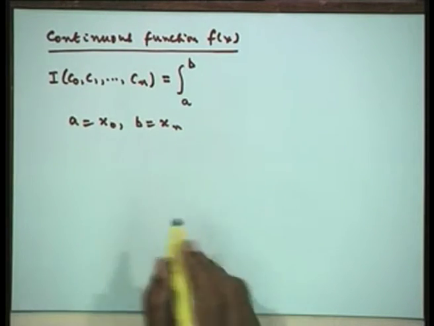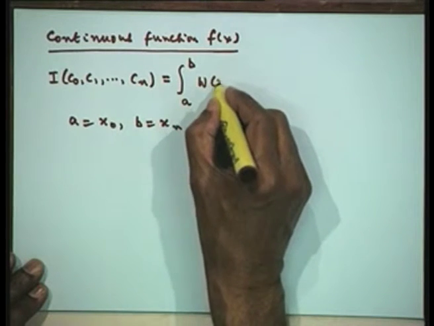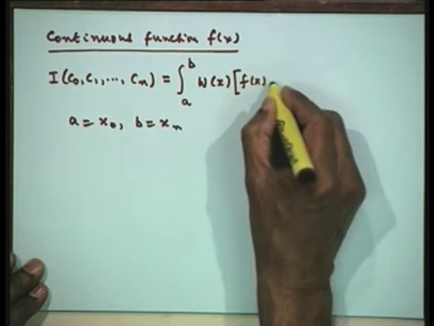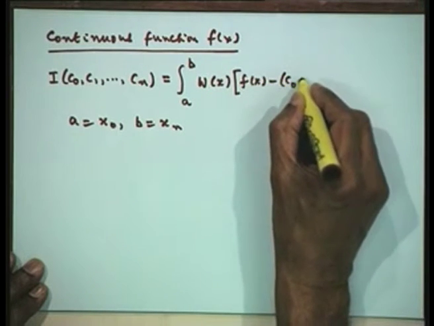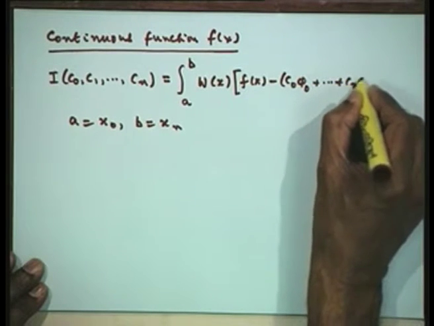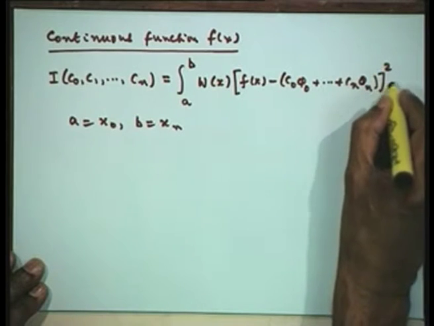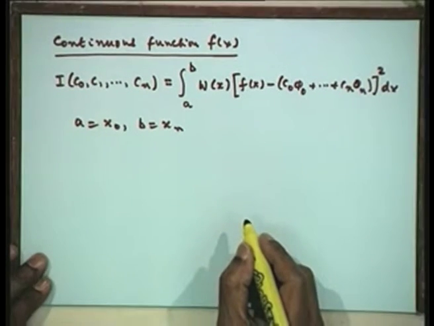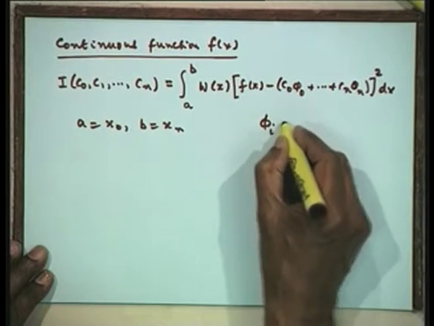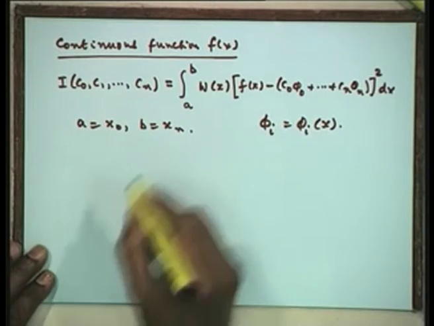So, an interval [a, b] is given here, which corresponds to that one. This is equal to the integral of w(x), the weight function, multiplied by (f(x) minus c0 phi0 minus ... minus cn phin) whole squared dx, where I have written phi i as a function of x. This phi is a function of x because it is a continuous function.